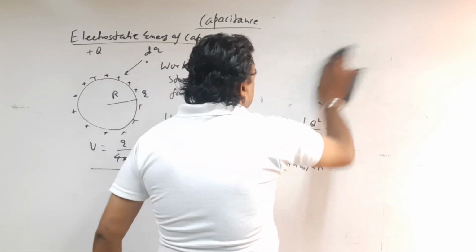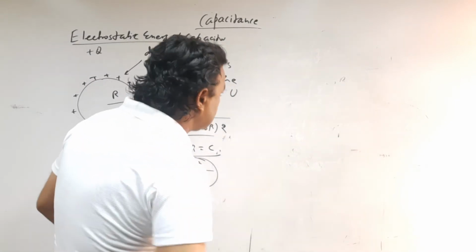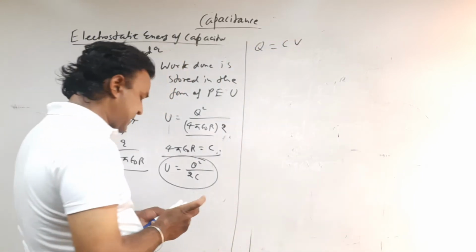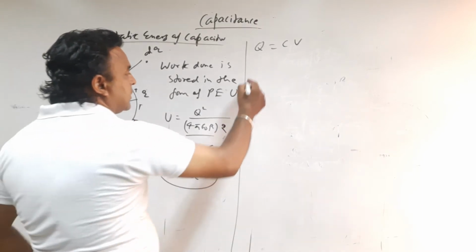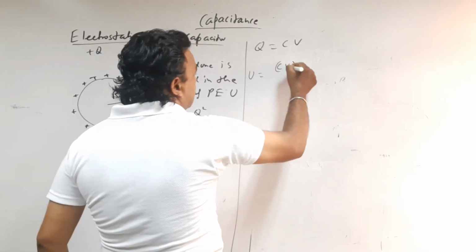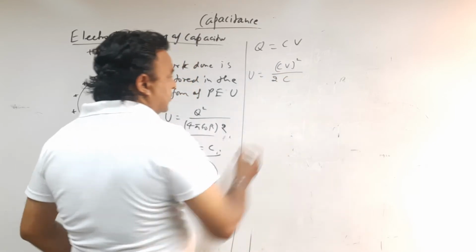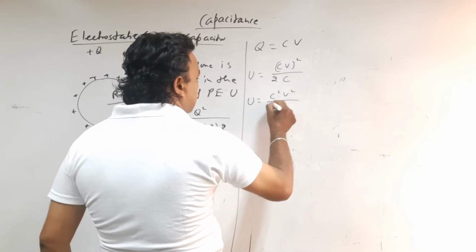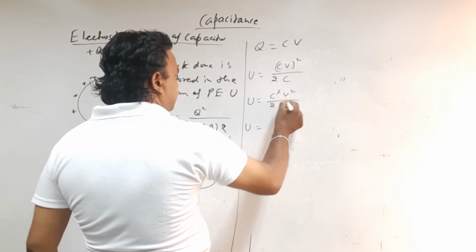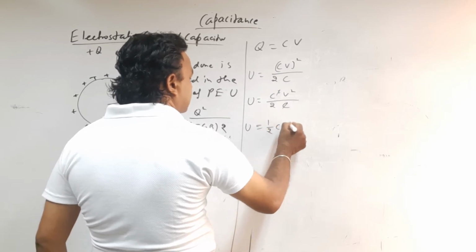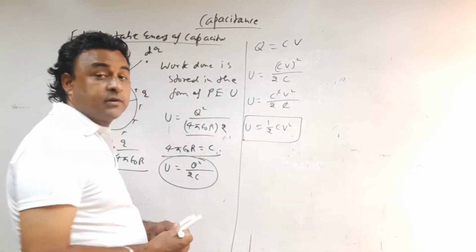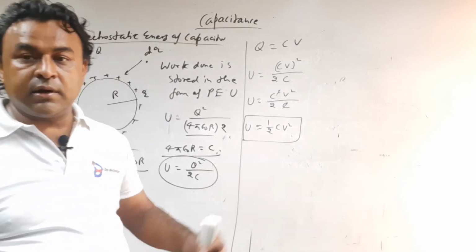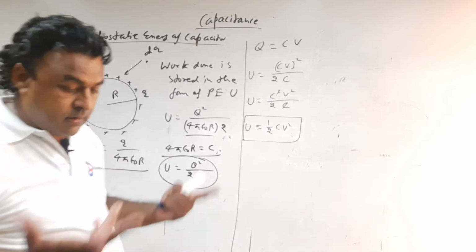Further, it can also be written using Q equals CV. As Q is equal to CV, U can be written as CV whole square by 2C. U is equal to C square V square by 2C. It is half of CV square. This is a general formula for any capacitor: the energy stored in a capacitor is half of CV square.